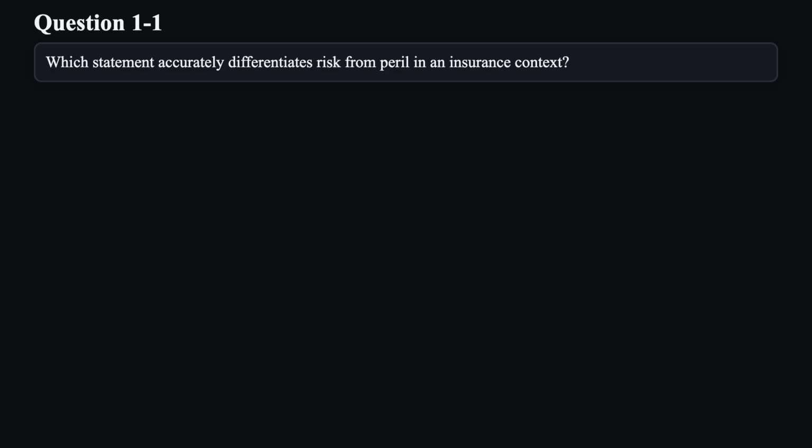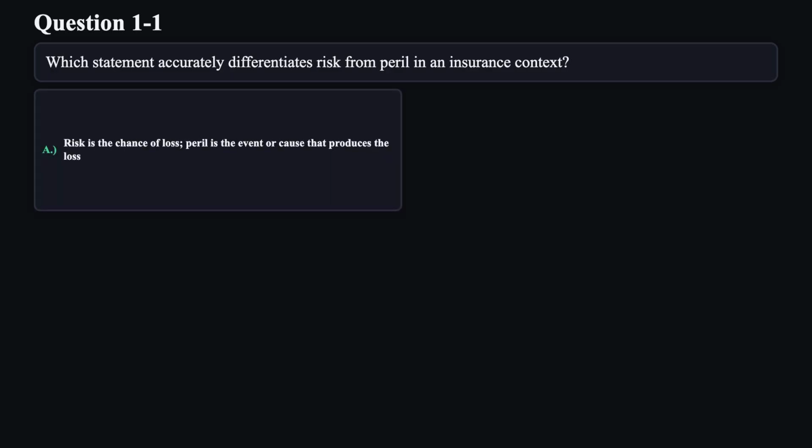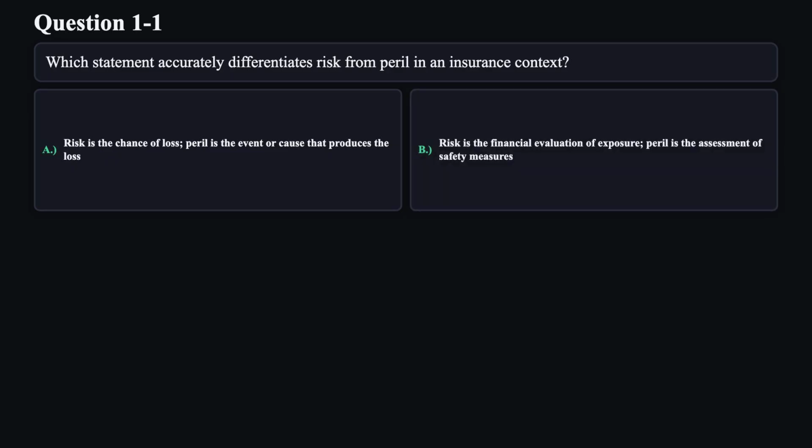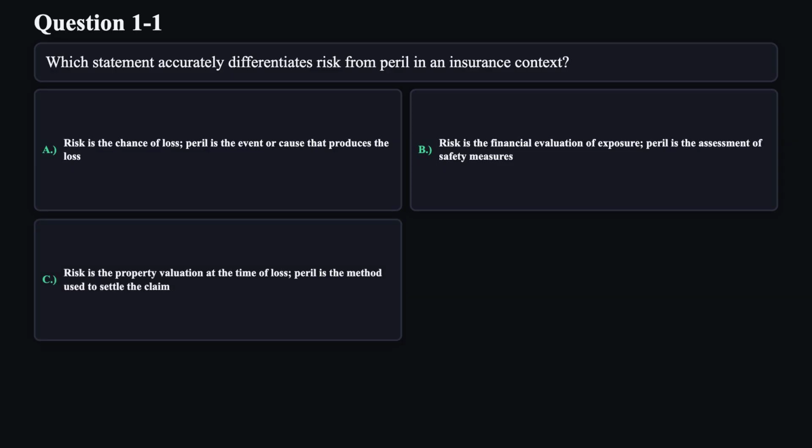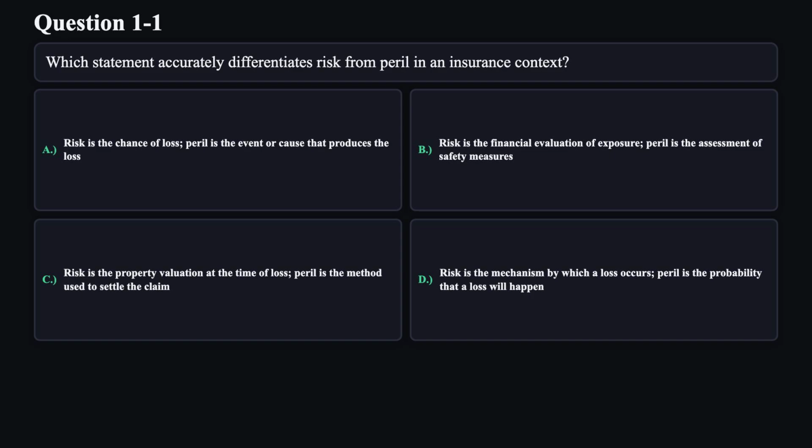Which statement accurately differentiates risk from peril in an insurance context? A. Risk is the chance of loss. Peril is the event or cause that produces the loss. B. Risk is the financial evaluation of exposure. Peril is the assessment of safety measures. C. Risk is the property valuation at the time of loss. Peril is the method used to settle the claim. D. Risk is the mechanism by which a loss occurs. Peril is the probability that a loss will happen.